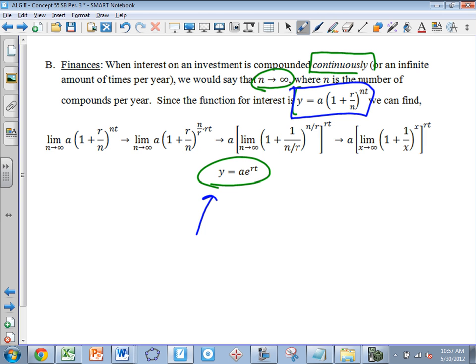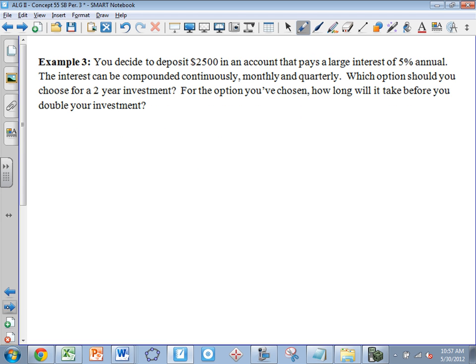Okay, I want to get to the last example. We'll have time. We have about 6 minutes. Let's do it. So for example 3, it says you decided to deposit $2,500 into a savings account that accrues interest at a rate of 5%. Annual interest rate, thank you. The interest can be compounded 3 ways: continuously, monthly, or quarterly. Any of those 3 can work. You get the option as an investor. So don't you have to do all three? That's exactly right, Enrique. Very good. We're going to do all 3 of those. We're going to see which one works. Which option should you choose?